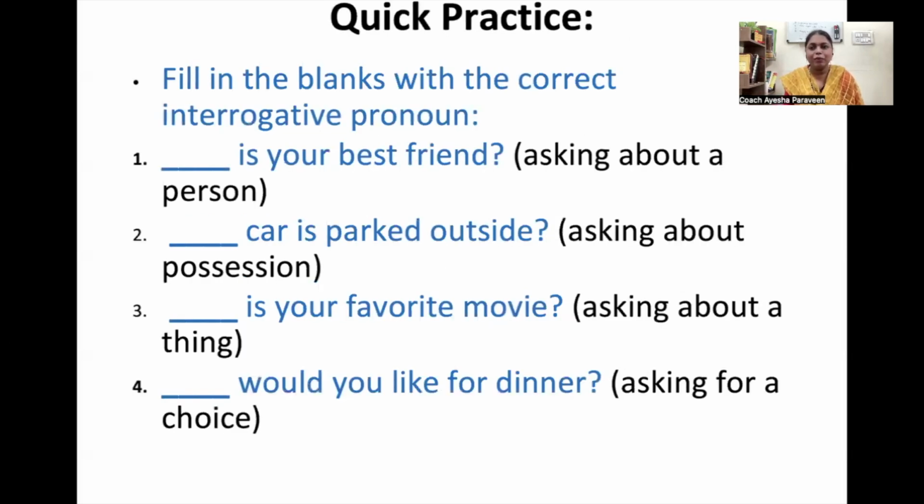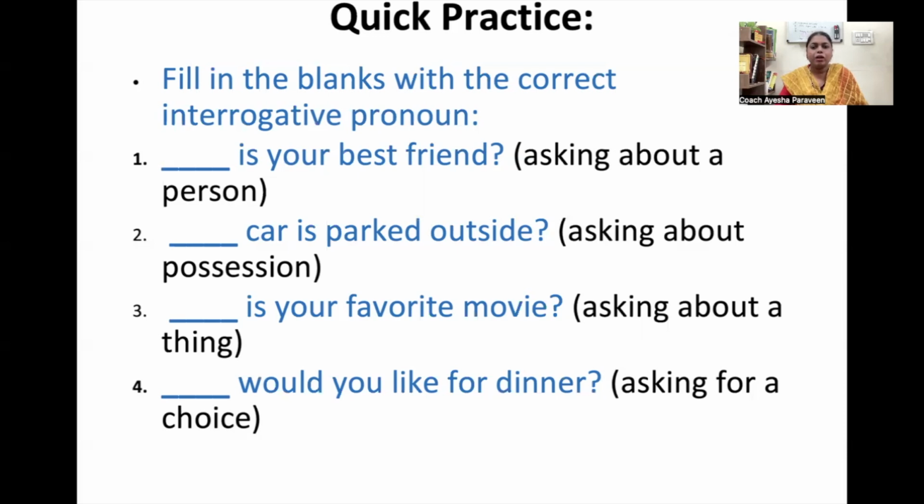Now it's your time to check your understanding of this particular type of pronoun. So we'll see how well you have understood interrogative pronouns. Dash is your best friend, asking about a person. So when we are asking about a person, you know which interrogative pronoun we have to use. Dash is your best friend. Write down your answer and check your answer later.